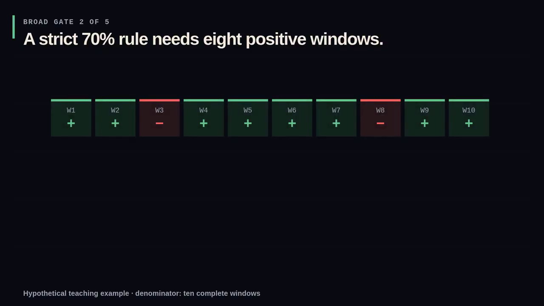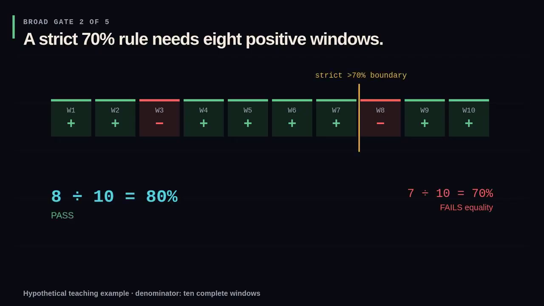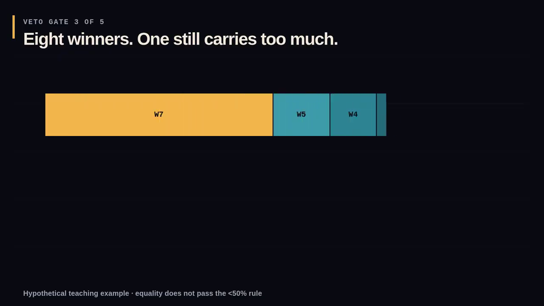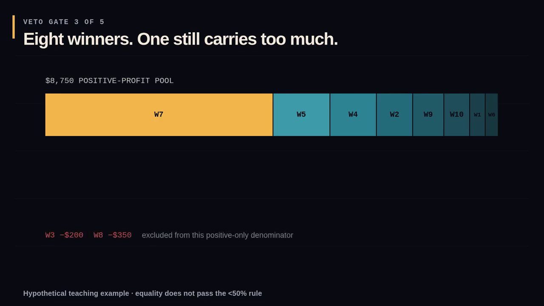Next, ask whether one winner carries too much. Add only the 8 positive windows. The positive profit pool is $8,750. Window 7 contributes $4,400. Divide 4,400 by 8,750, and you get 50.29%. The rule requires less than 50%, not less than or equal to it. This example fails concentration by 0.29 percentage points. A good average hid one dominant period.